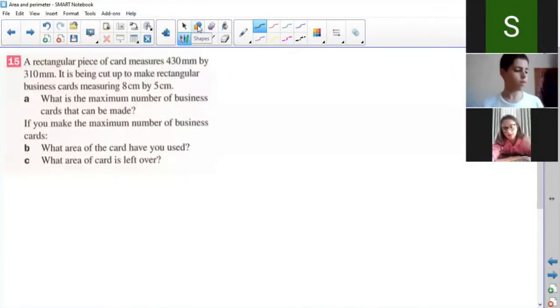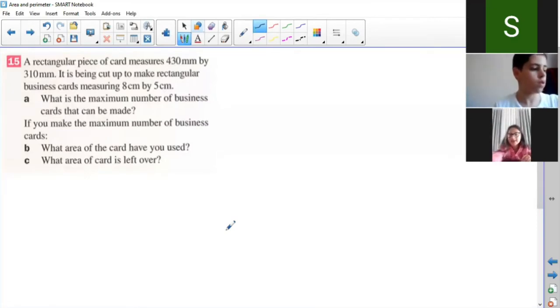230 millimeters by 310 millimeters. It is being cut up to make rectangular business cards measuring 8 centimeters by 5 centimeters. What is the maximum number of business cards that can be made?